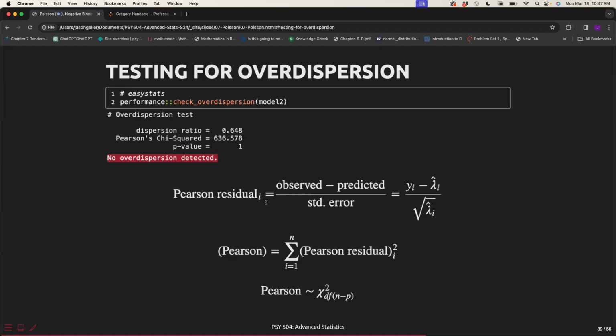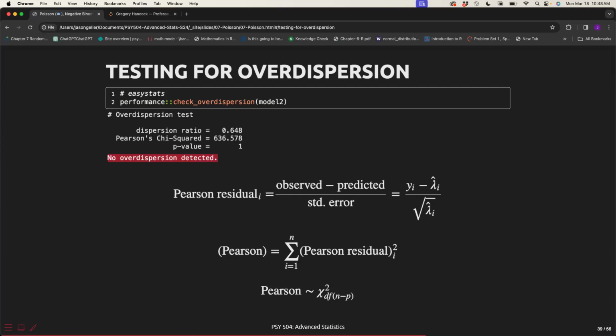But the test that's being done is calculating what's called the Pearson residuals, very similar to the deviance residuals, where we take the observed minus the predicted and divide that by the standard error. Then we sum all of those up and square them. And we compare this Pearson statistic to a chi-square statistic with degrees of freedom equal to n minus p. Essentially, we want the Pearson statistic and the chi-square statistic to be the exact same. If they're the exact same, then the ratio should be about 1, and that should be indicative of a good model fit.